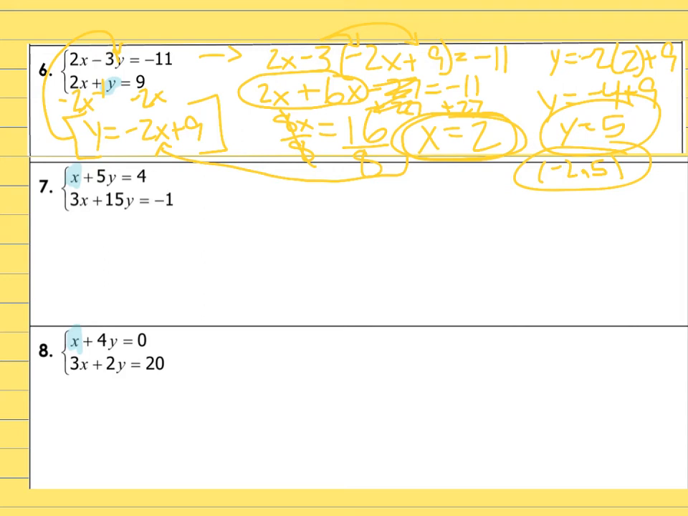Now in this one down here, we have a little bit different situation because the x is the one by itself. Doesn't matter. We still want to get it by itself, so we need to get rid of the 5y. Subtract that 5y from both sides.